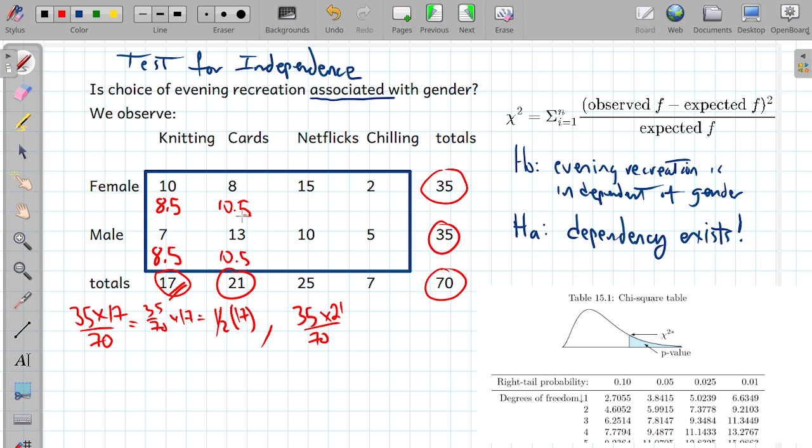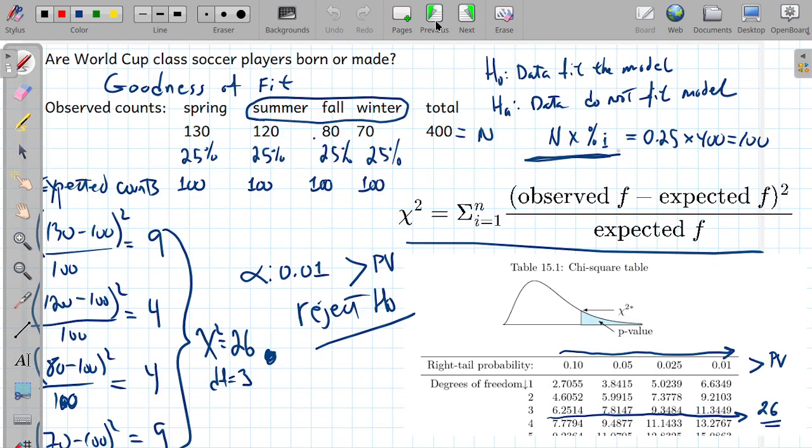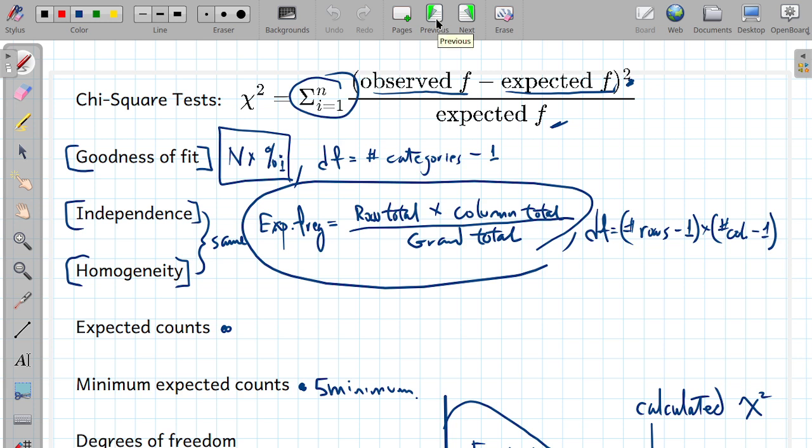So doing the same calculations here, you'll see that this column totals to 25, and it has to be a 50-50 split. So this is 12.5, and this is 12.5. Here this adds to 7, and this is 3.5, and this is 3.5. And now we run into a conundrum, also known as a problem. Let's go back. I want to remind you of something I showed you earlier. The minimum expected count for any cell has to be 5, and we are too small.